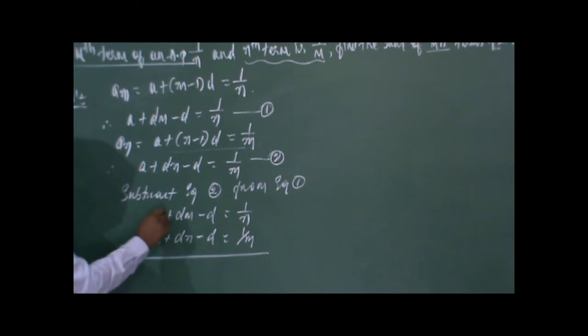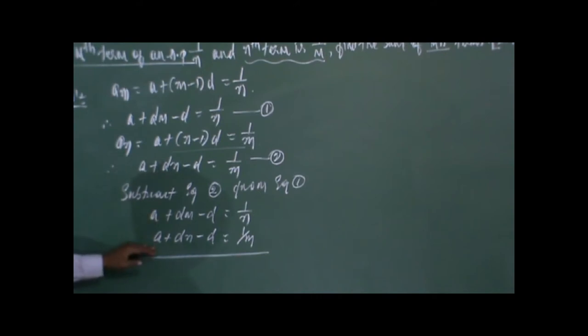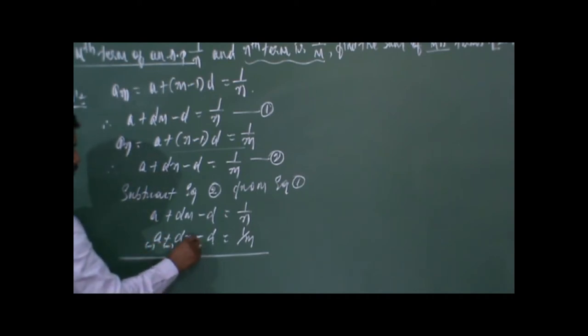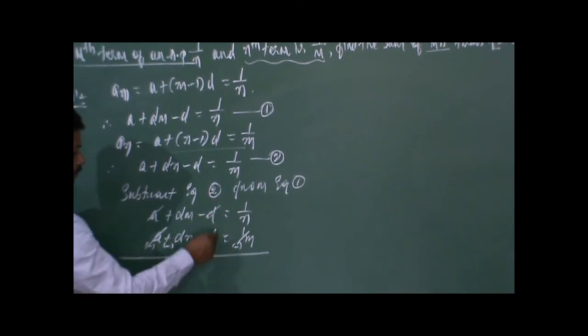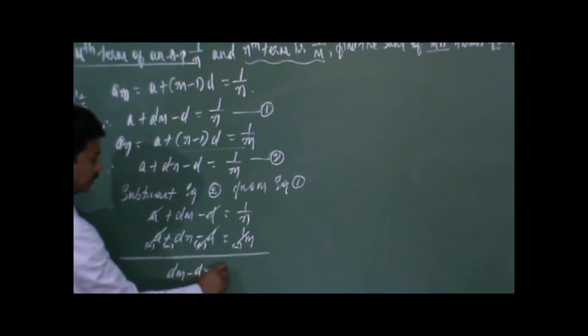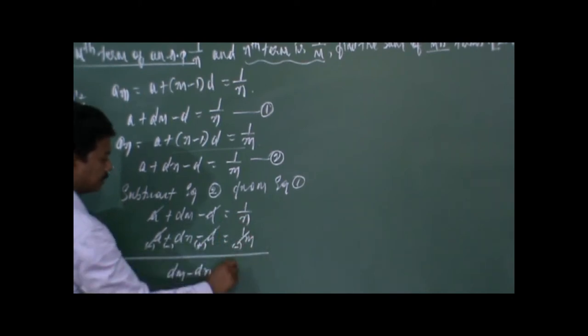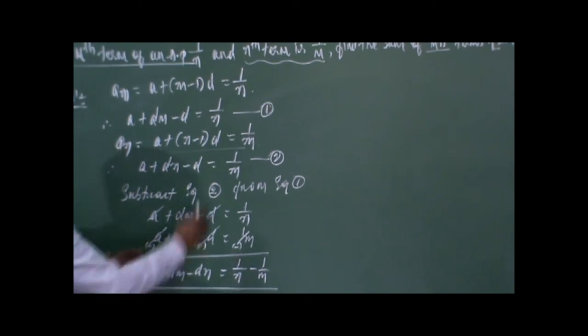So as the equation is getting subtracted from this equation, the equation which is below, that is the first equation, the signs of the terms are going to get changed. So it becomes minus d, this is minus dn, this is plus d, and this is minus 1 by m. So plus a minus a gets cancelled, minus d plus d gets cancelled, so remaining is dm minus dn is equal to 1 by n minus 1 by m. So this is the result. So we will carry the result further.